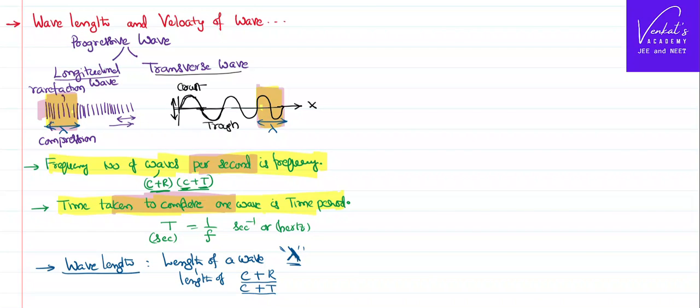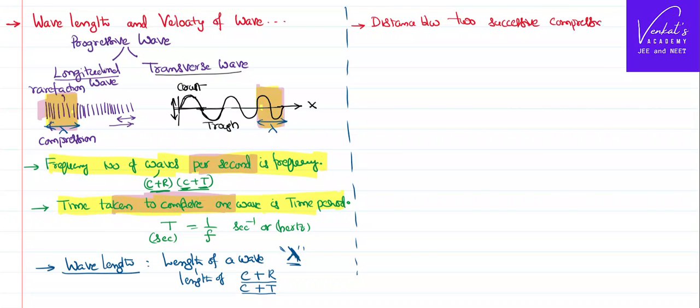But we can define this wavelength in another way also. Let us define this wavelength in another way. What is the other way? That is the distance between two successive compressions, or two successive rarefactions. Means what? Look at the diagram a little carefully.